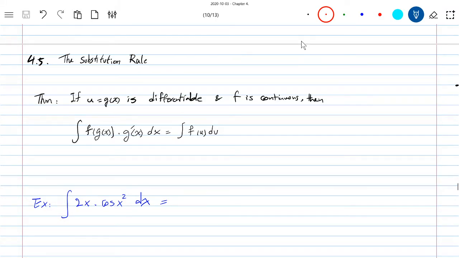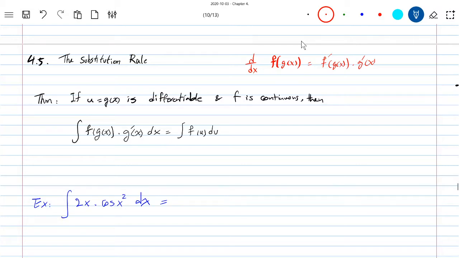The substitution method is basically a generalization of the chain rule. If you remember, chain rule is if f of g of x is given and we're looking for the derivative d over dx of such a function, we'll say the derivative of the outside function f prime of g of x multiplied by the derivative of the inside, g prime x.